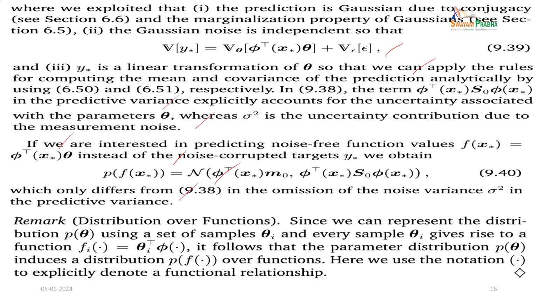Note that for the distribution over functions, we can represent the distribution p of theta using a set of samples theta i, and every sample theta i gives rise to a function f i, which is equal to phi transpose into phi dot. So, it follows that the parameter distribution p of theta induces a distribution p of f over functions. However, we use the notation dot to explicitly denote the functional relationship.